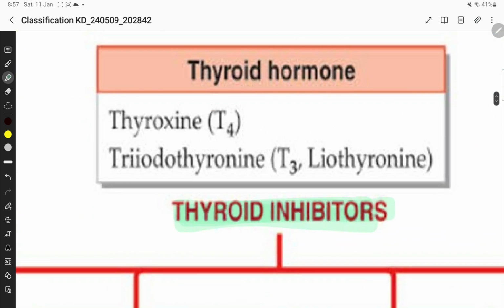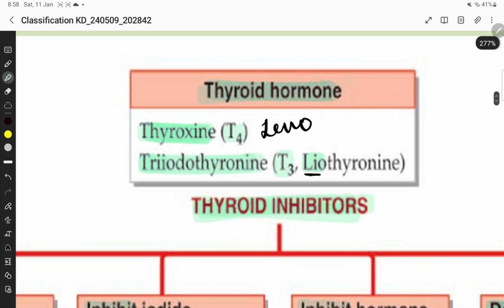Then thyroid hormone has two forms. One is thyroxine, that is T4, and triiodothyronine, that is T3 or liothyronine. The synthetic form of T4 is known as levothyroxine, and T3 is known as liothyronine. So these are the forms of thyroid hormone: thyroxine, T4, and triiodothyronine, that is T3 or liothyronine.